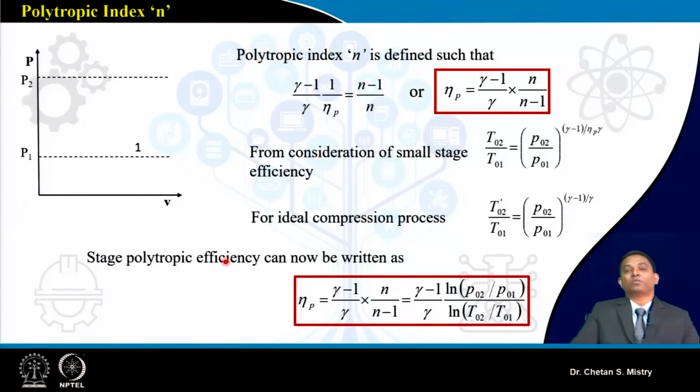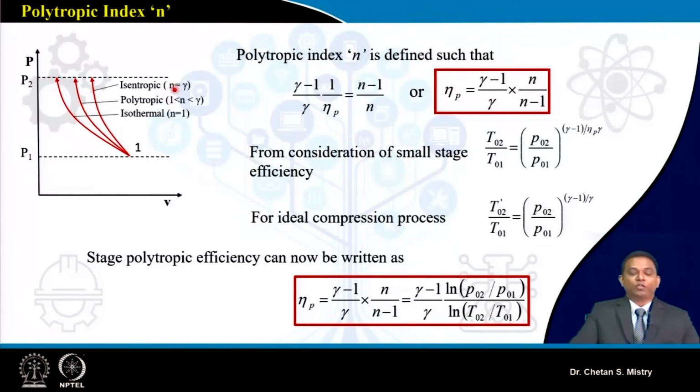One process we have discussed is the isentropic process. We have also discussed the polytropic compression process. We can go with the isothermal process. For all these you can represent n: for the isentropic process, the polytropic index is gamma; for the polytropic process it will be within this range; and for the isothermal process, the product of pressure and volume is constant.